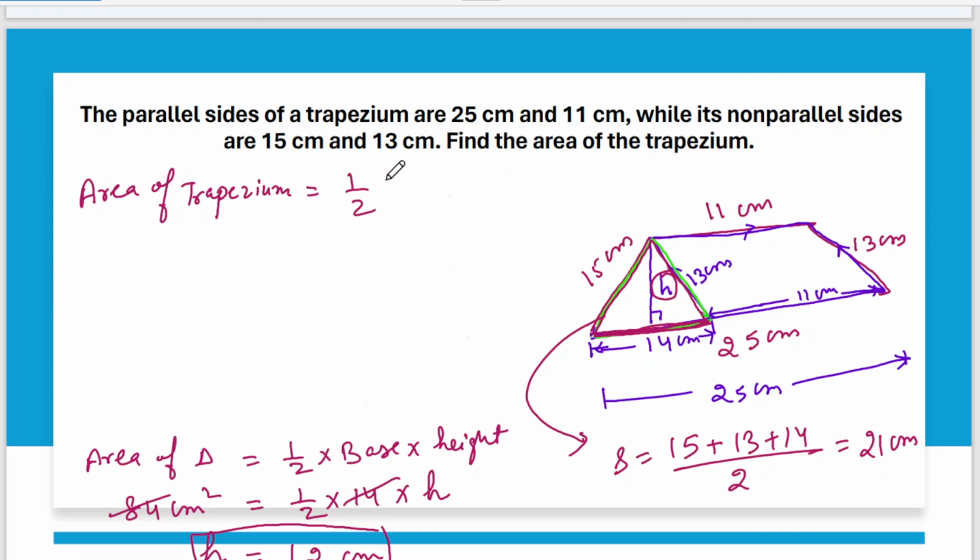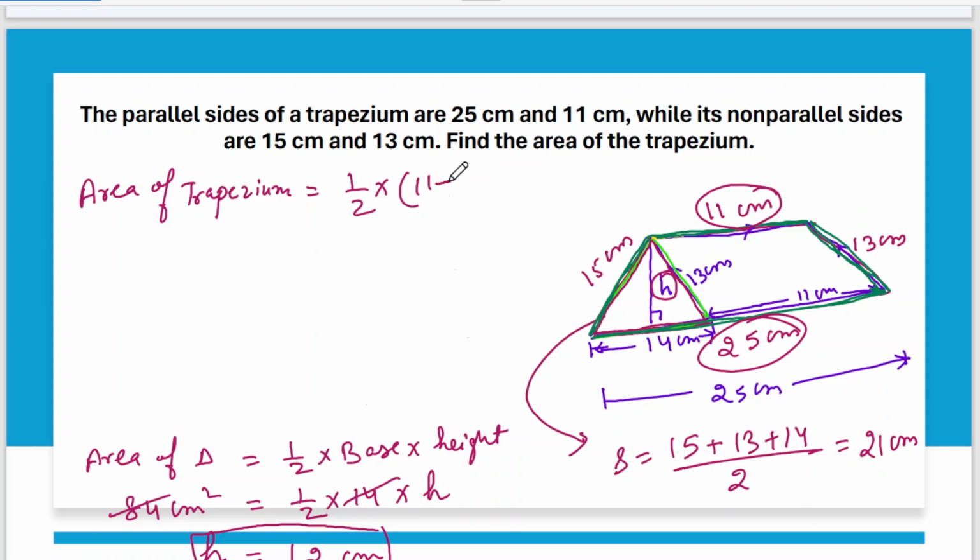half into sum of parallel sides. Now look at the trapezium. Okay. So what is our trapezium here? So you can see I have shaded the trapezium by green colors. So it is half into sum of the parallel sides. So what are the parallel sides of the trapezium? It is 11 centimeter and 25 centimeter.